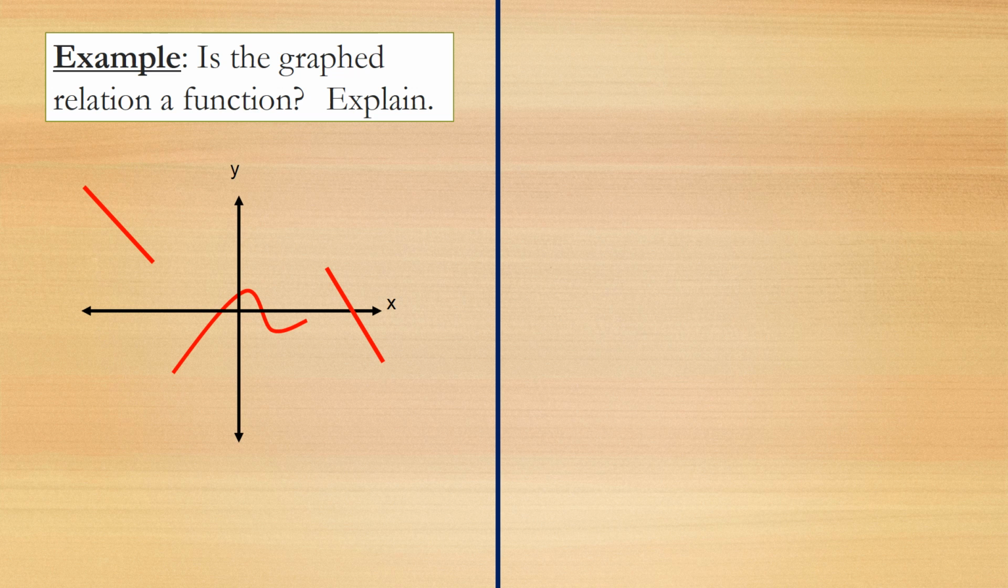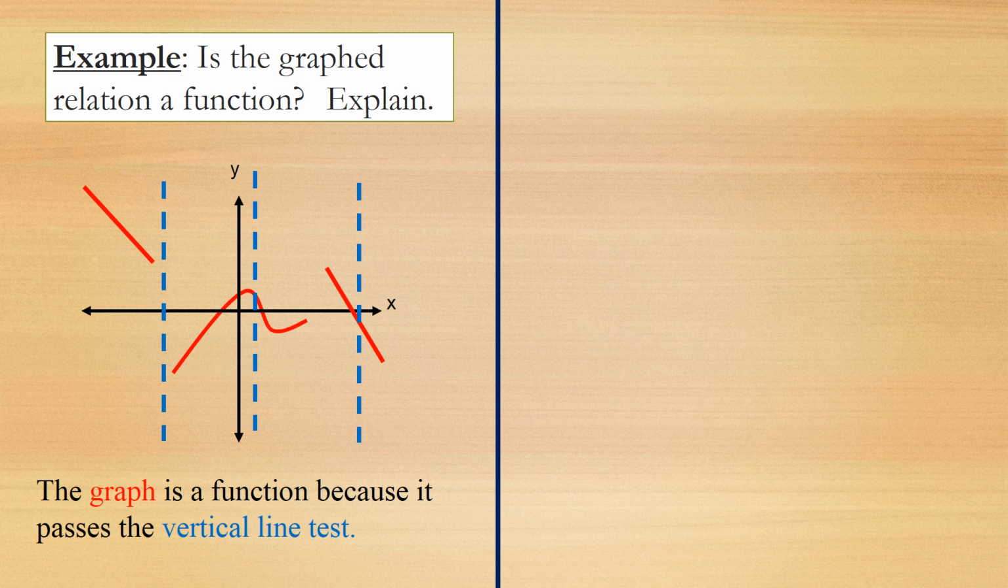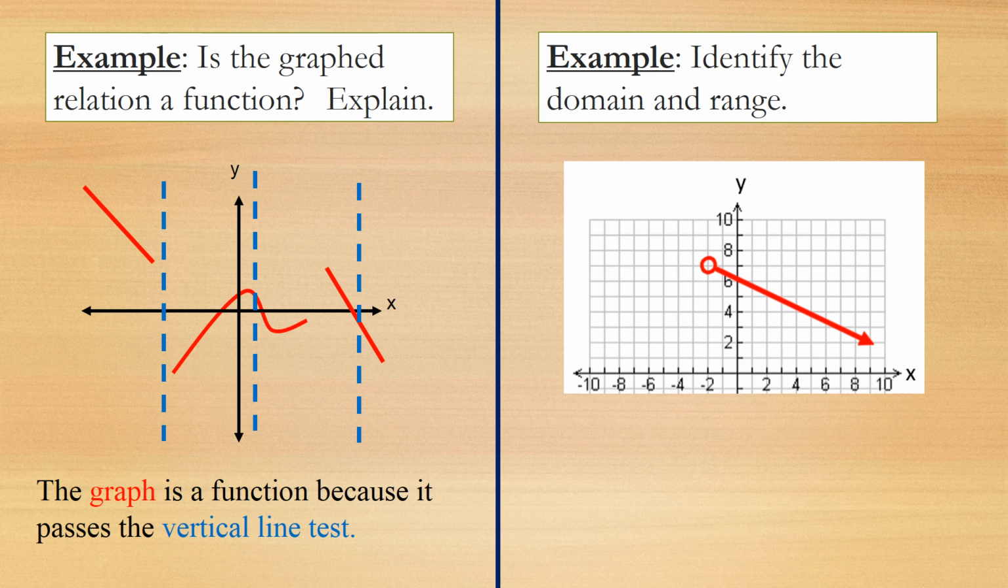Let's do a few extra examples just to summarize what we've done. Is this graph relation a function? Explain. Well, it passes the vertical line test here because it doesn't hit the graph. And the vertical line hits the graph only once there and once there as well. Therefore, the graph is a function because it passes the vertical line test.